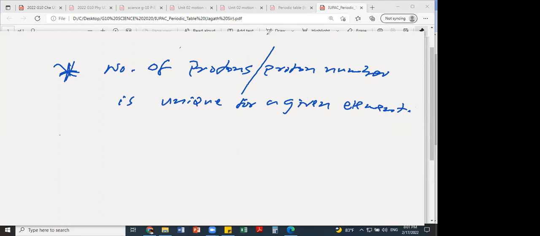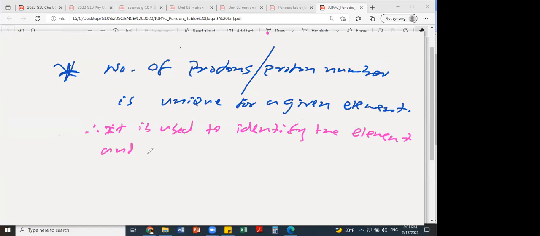Unique for a given element, and it is called what number? Atomic number. Therefore, it is used to identify the element. And it is called what number? Atomic number. That proton number is called what number? Atomic number.